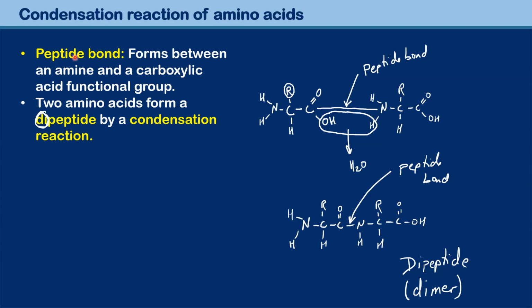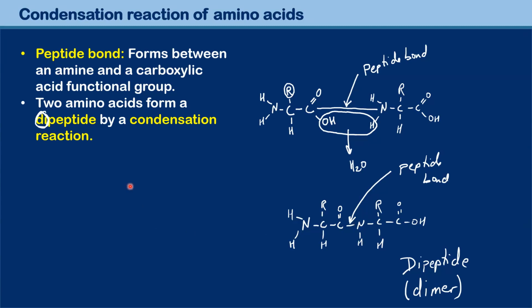Okay, so to summarize, a peptide bond forms between an amine and a carboxylic acid functional group. So we have the amine group over here, the NH2, and the carboxylic acid over here. And you remove water by a condensation reaction, and then you have a dipeptide. And that's basically it. And if you want to add another amino acid, you can always do that, because you add another one over here. And so on and so on, until you have a chain of amino acids, which is a polypeptide.